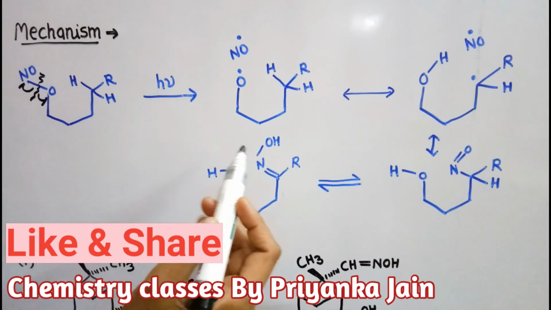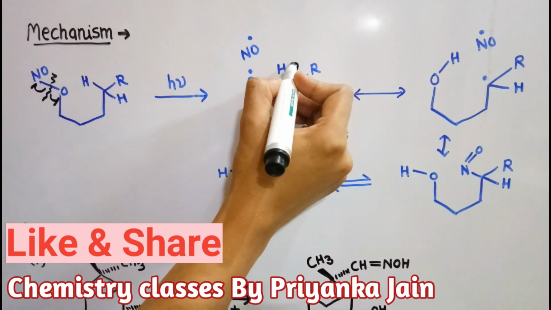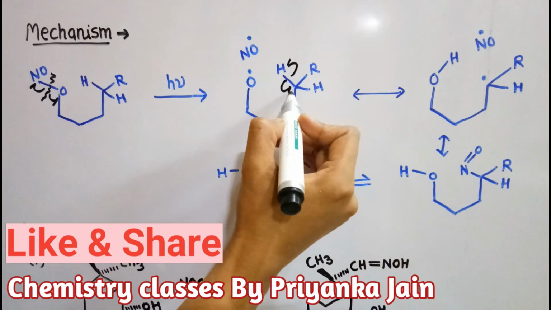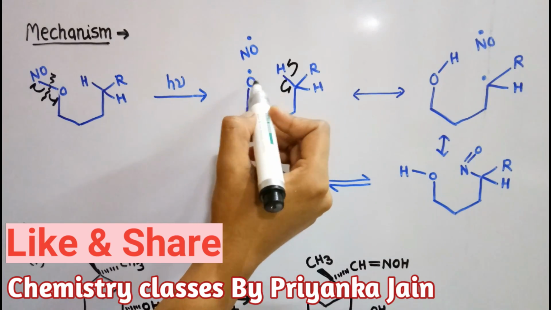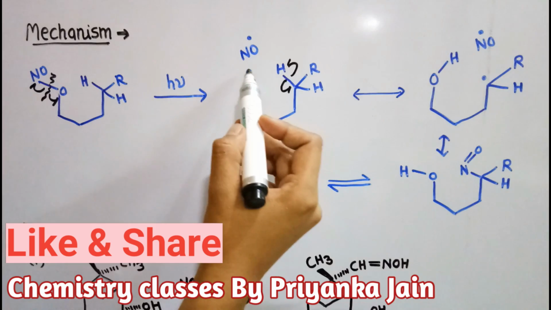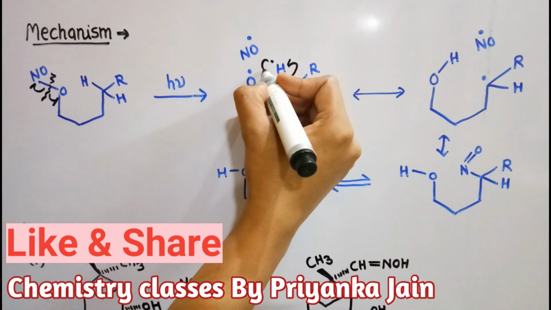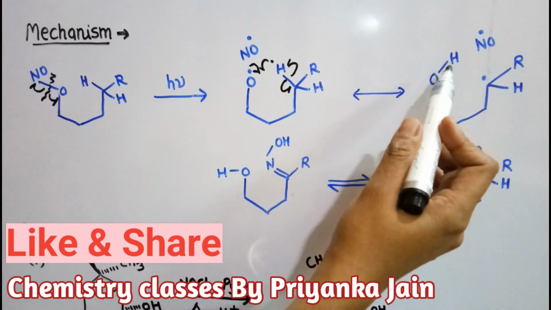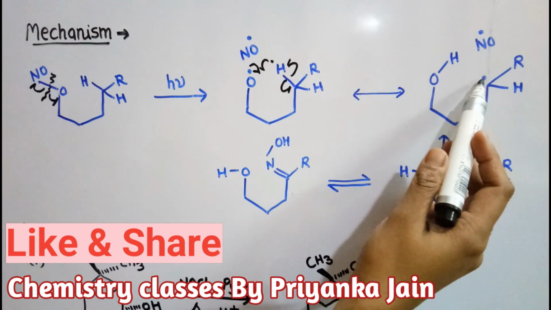Now what happens? The fission of this bond will take place. This hydrogen will take its electron and one electron will come here. So a radical will form here and this hydrogen will attack here. So a bond will form between them. Suppose there is a radical and then this is a radical. Then this radical that is formed and this radical will form a bond here. So a bond is formed here and a radical is formed here like this.